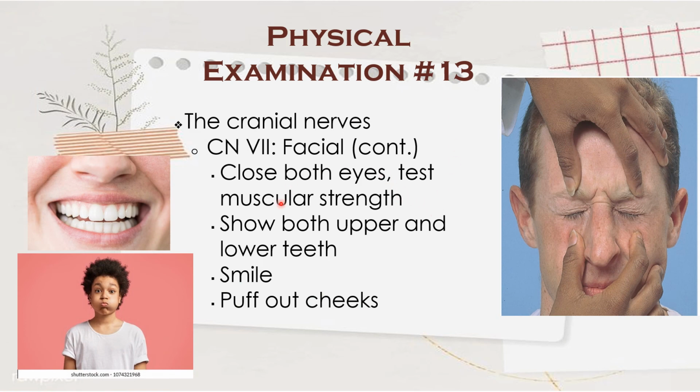You can also ask the patient to close both eyes to test for muscular strength, like what you see in this picture. So while the patient is closing the eyes, you are also trying to open the eyes of the client. That is to test for the muscular strength. And you can ask the client to show both the upper and the lower teeth, to smile, and to puff out cheeks. That is to check if there is symmetrical movement.